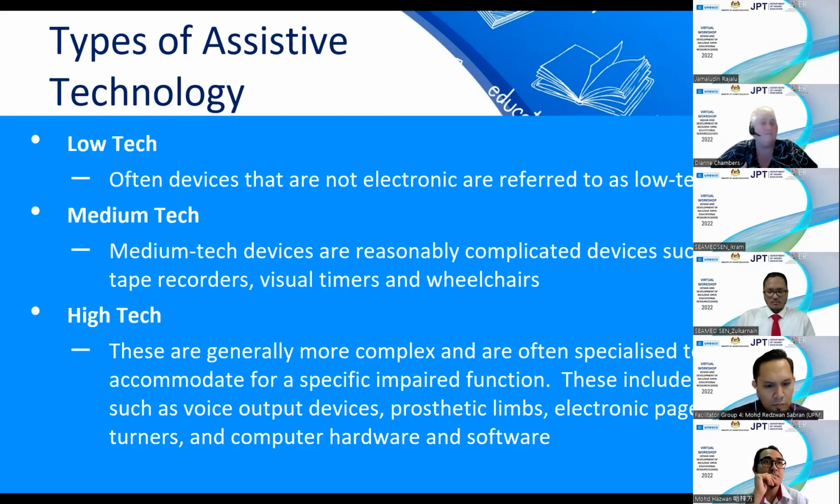Medium tech are things that are reasonably complicated, and they can be things like digital voice recorders or visual timers. Manual wheelchairs are considered medium tech. They might require a tiny bit of training, but generally not, and they are often electronic. High-tech assistive technology are often more complex and specialised to a particular function. So if I'm looking at a voice output device, for example, that's to address the needs of somebody who can't speak. So very specific function. They include things like prosthetic limbs, electronic page turners, computer hardware and software.